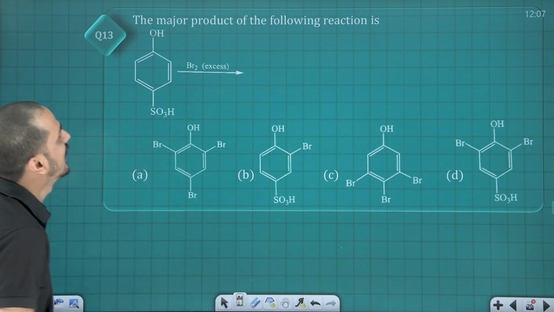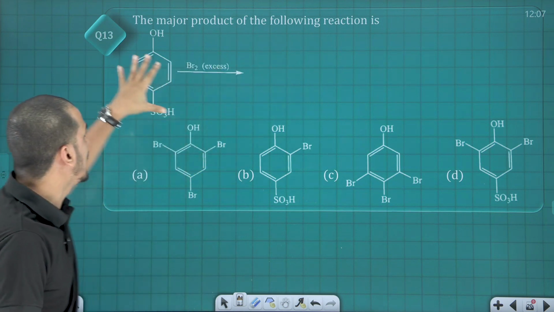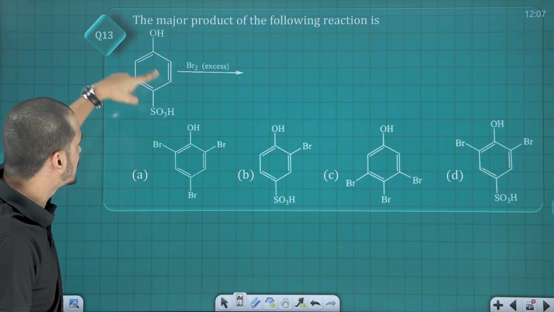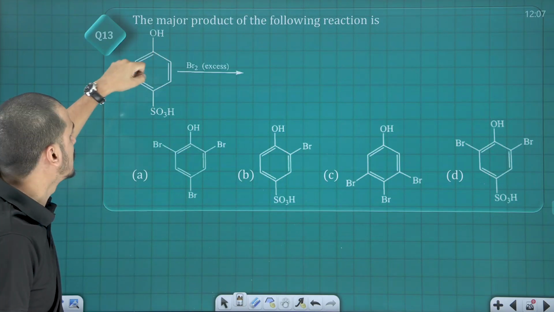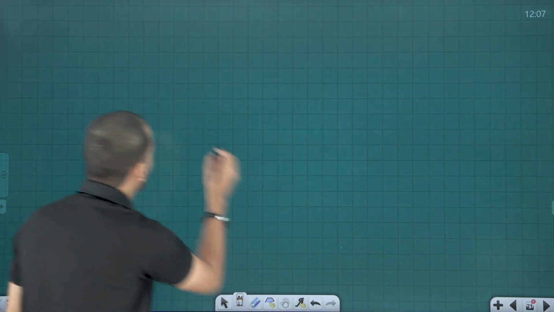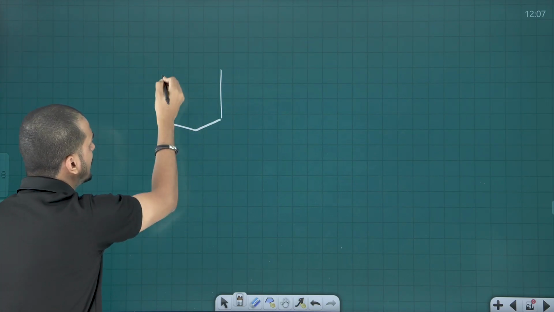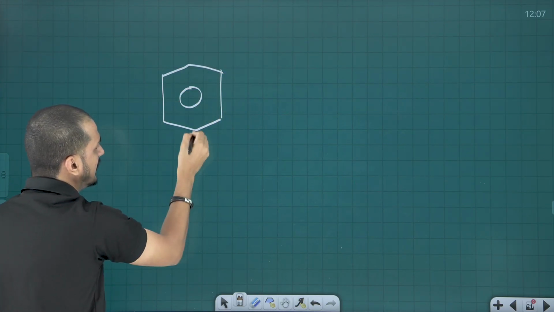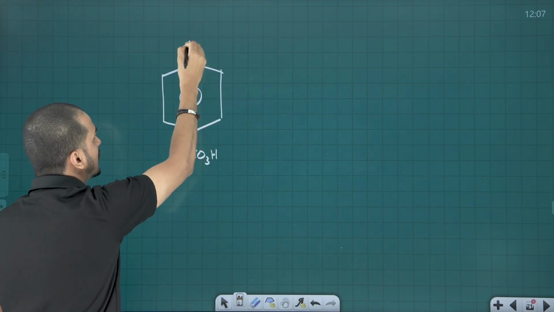See, next one. The major product of the following reaction is, they have given, benzene sulfonic acid with a hydroxy group at the para position, and you are treating it with excess bromine. So I am taking that one here again. Here it is a benzene ring, here SO3H, and here OH.